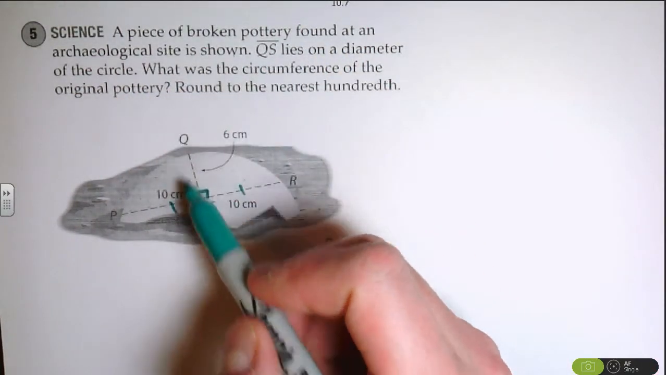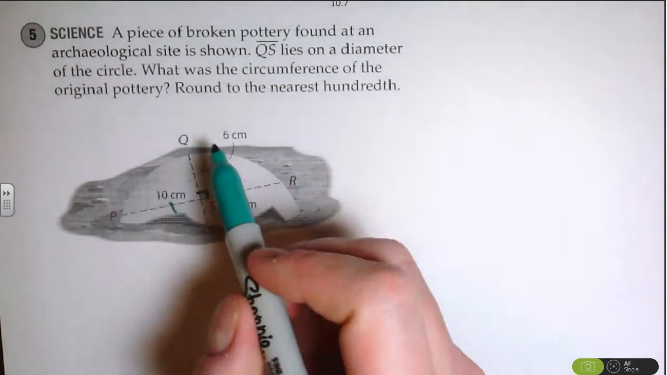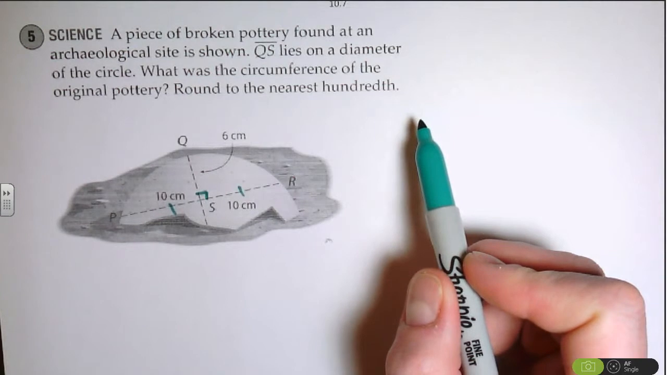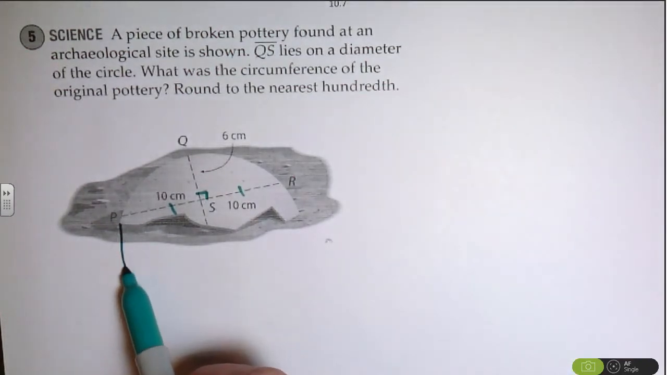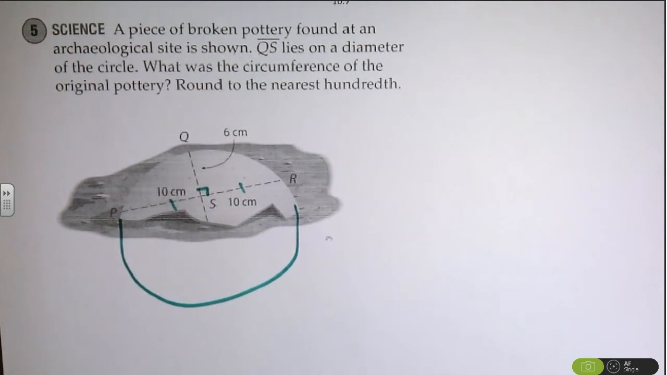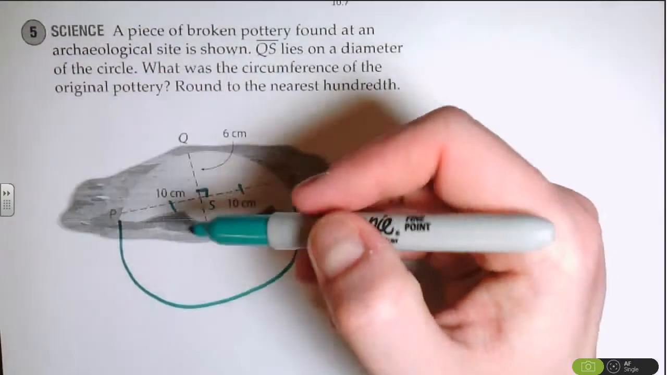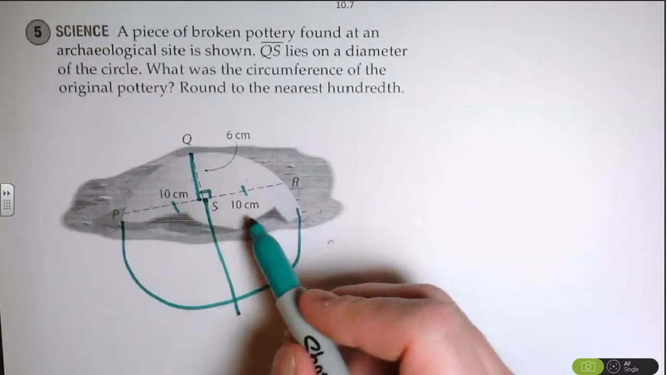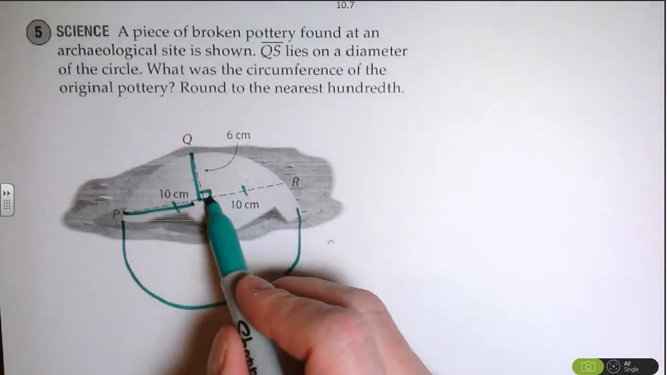Number 5 says a broken piece of pottery found at an archaeological site is shown. QS lies on the diameter of a circle. What was the circumference of the original pottery, rounded to the nearest hundredth? Here's what we have. We have this part times this part, because it's two segments that intersect inside, equals this part times this part.